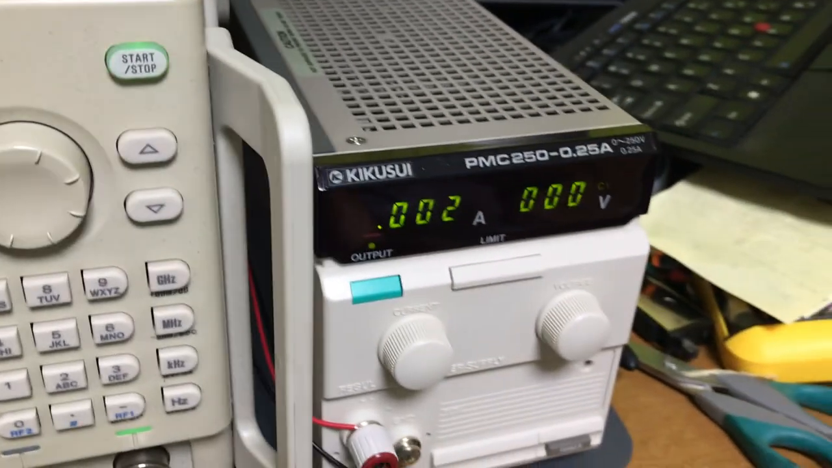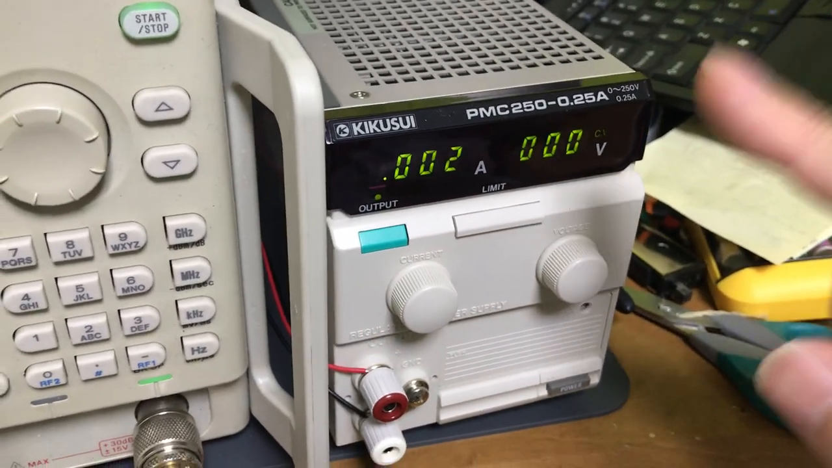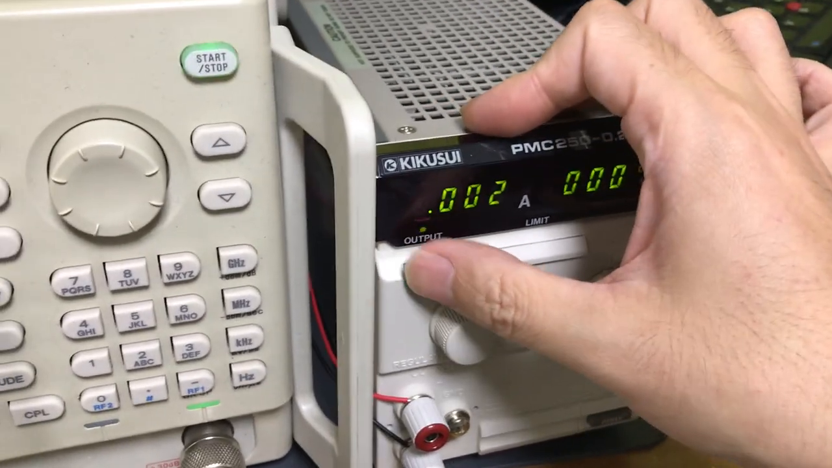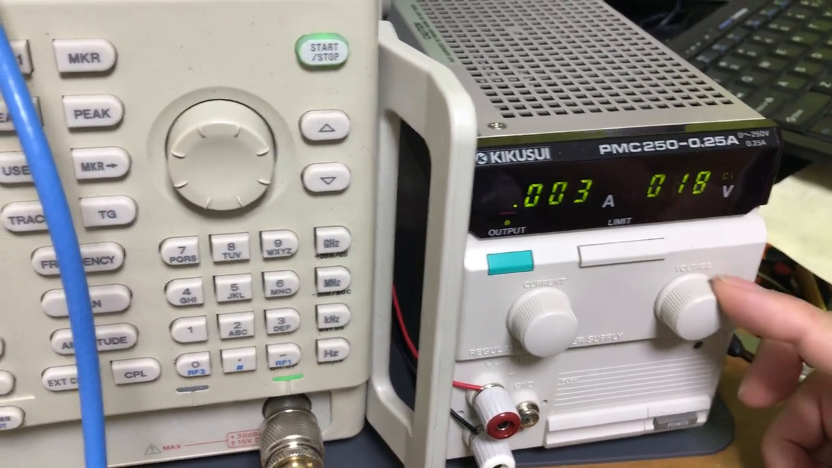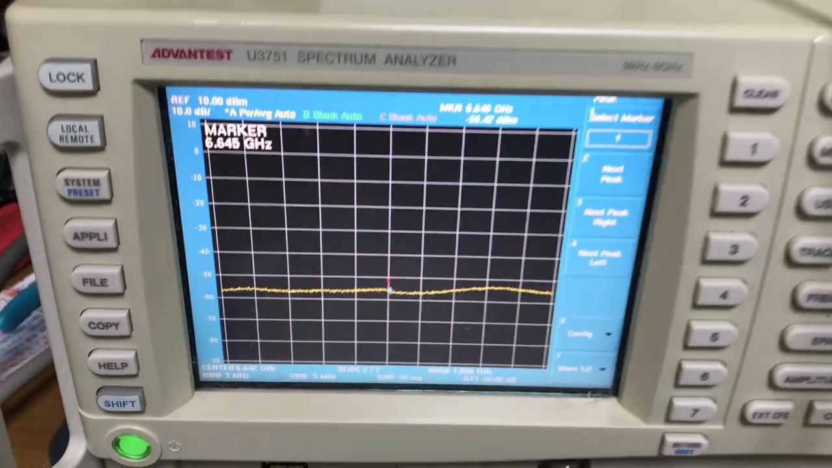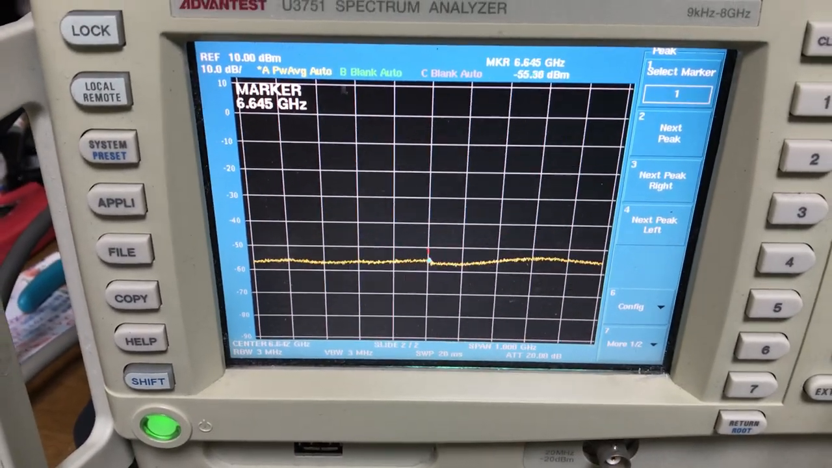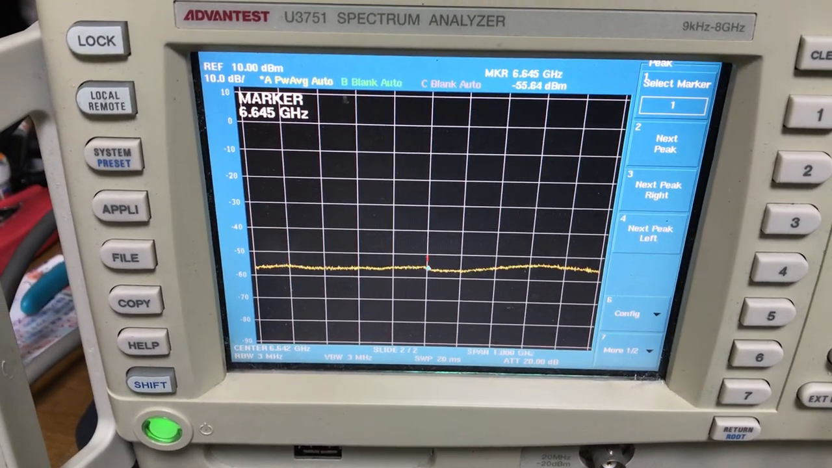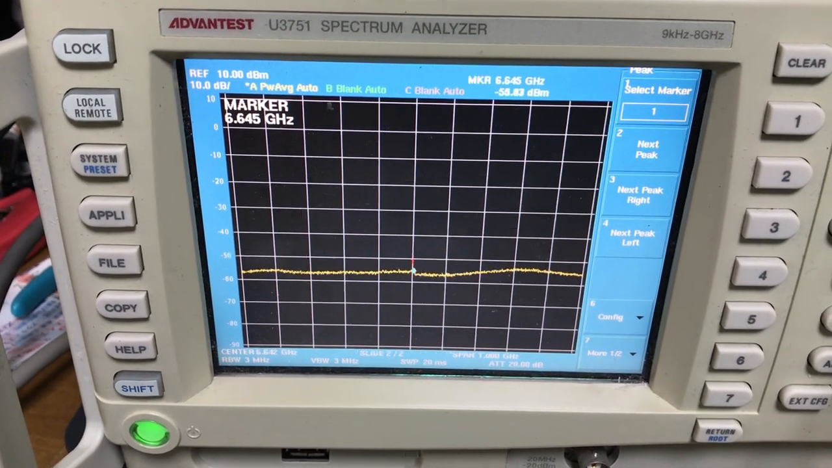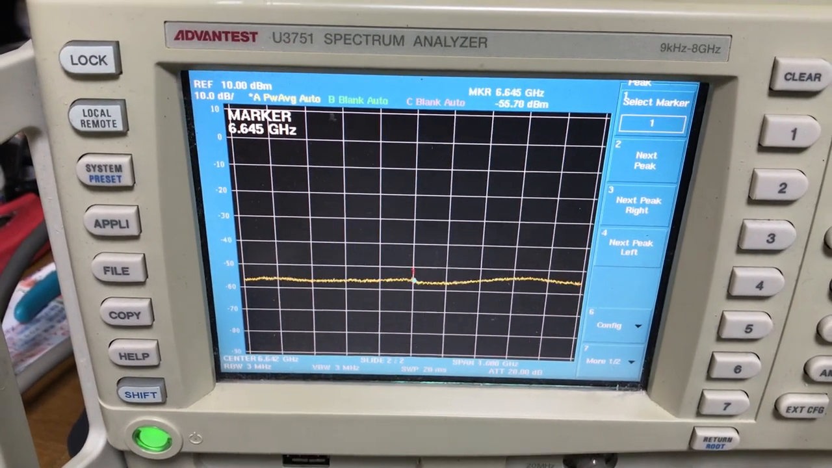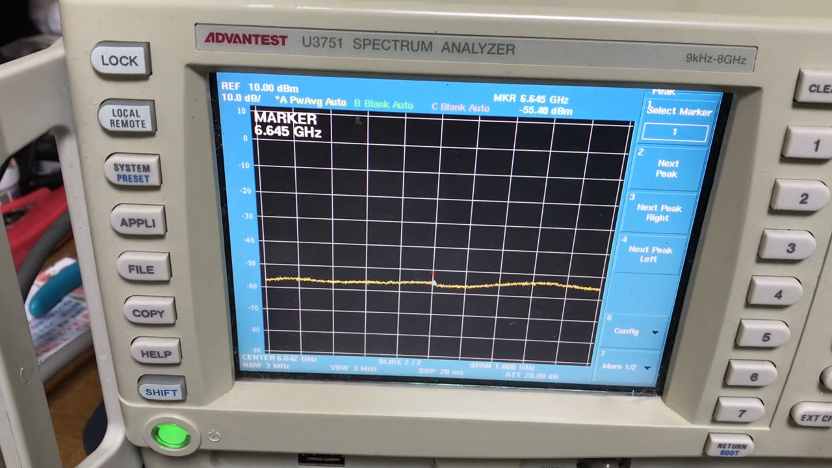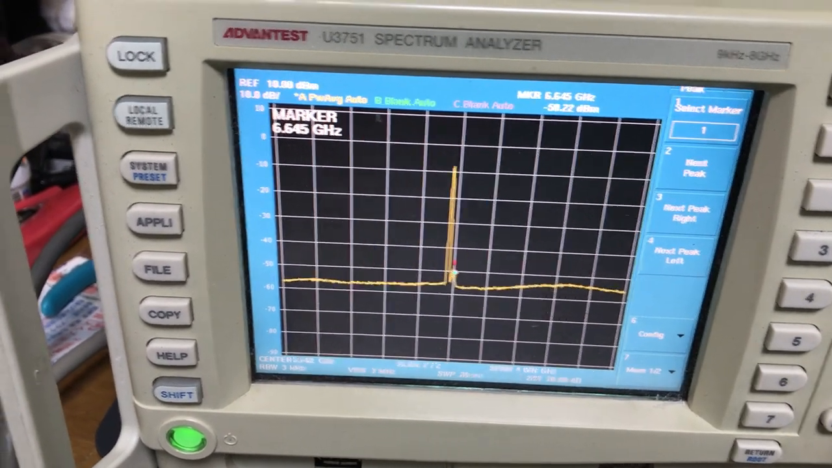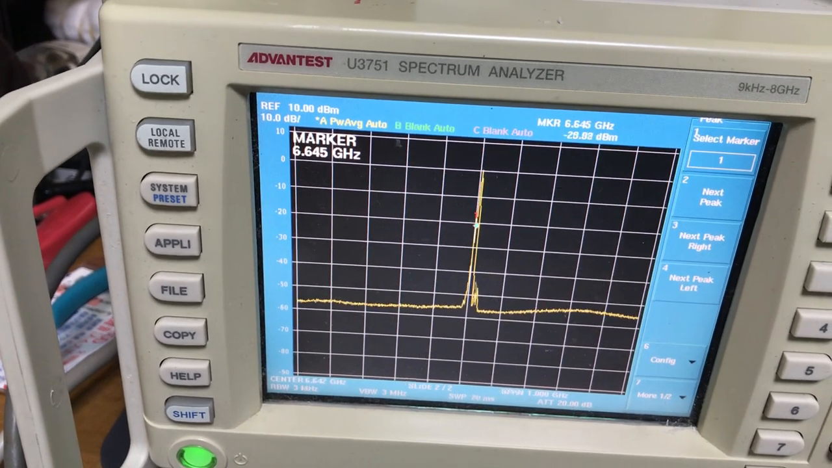And currently, the high voltage is turned on, and I will apply it, and I will turn it up. Yes, you see, oscillation starting.